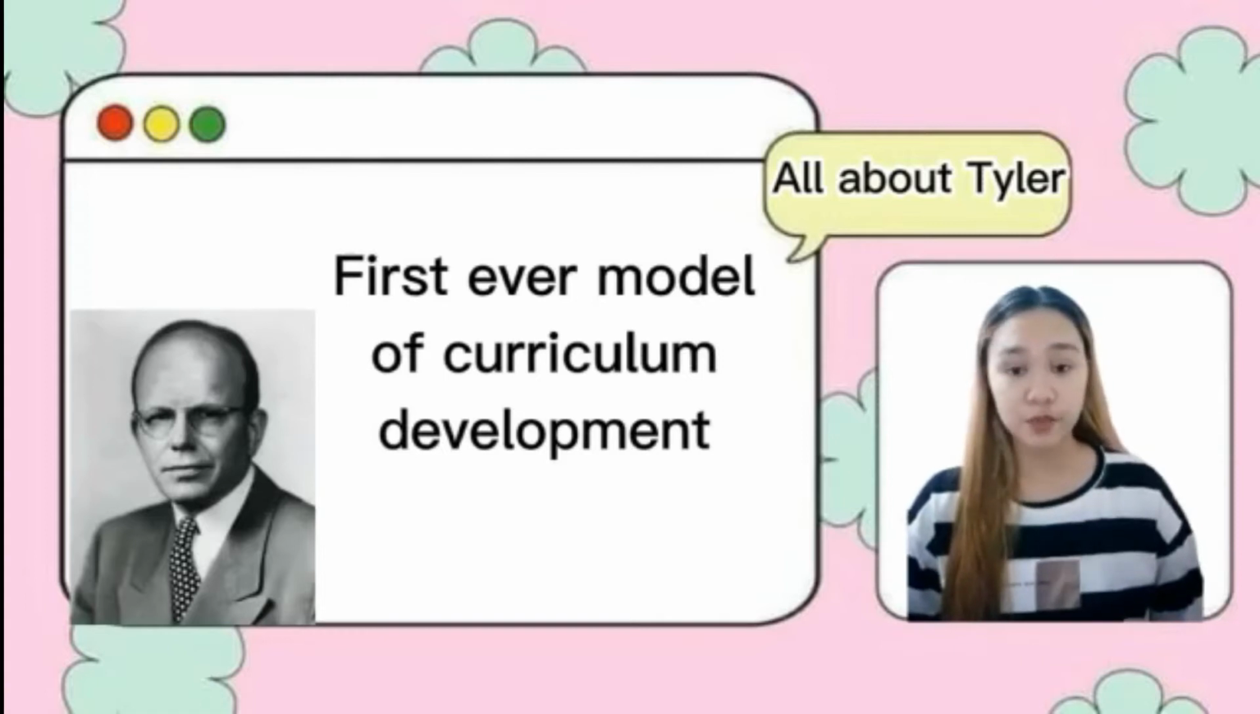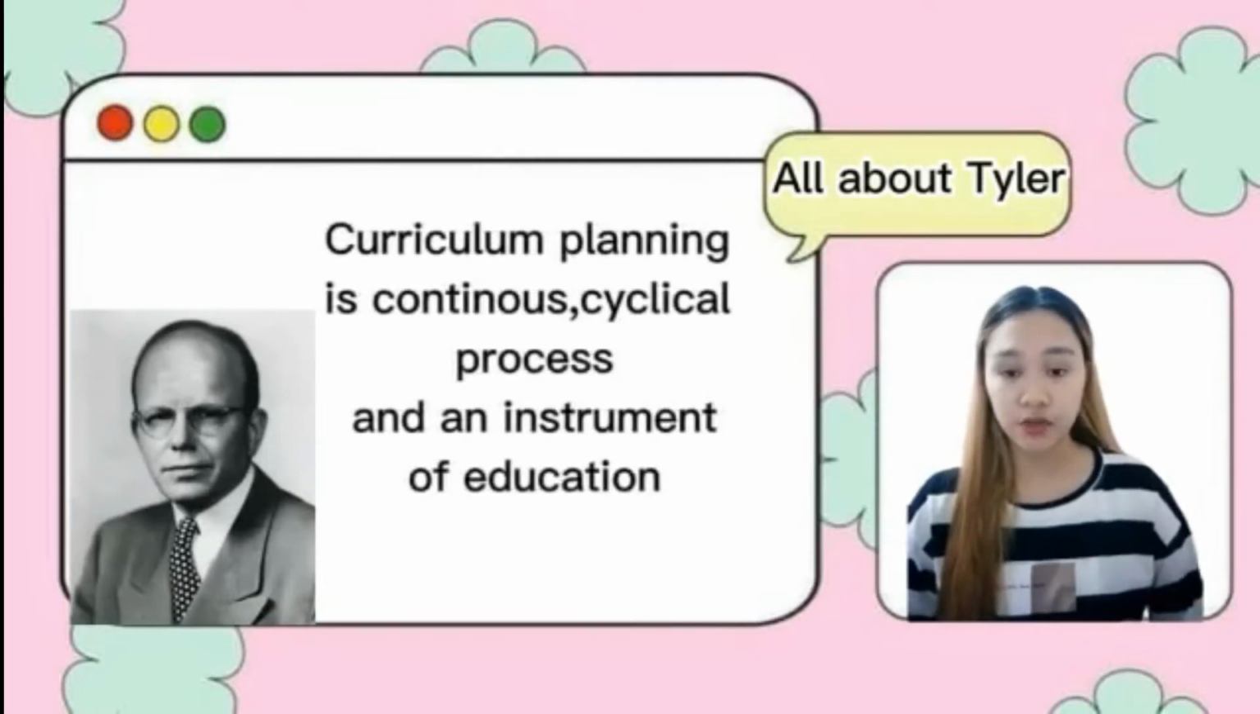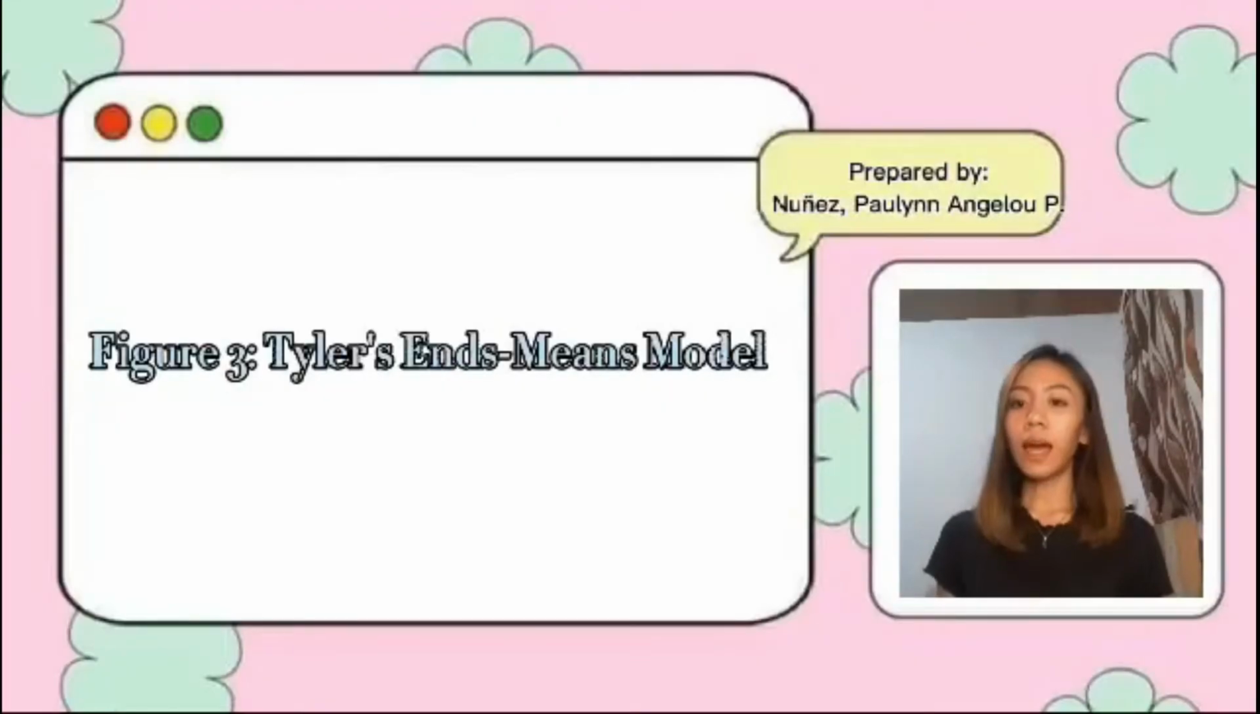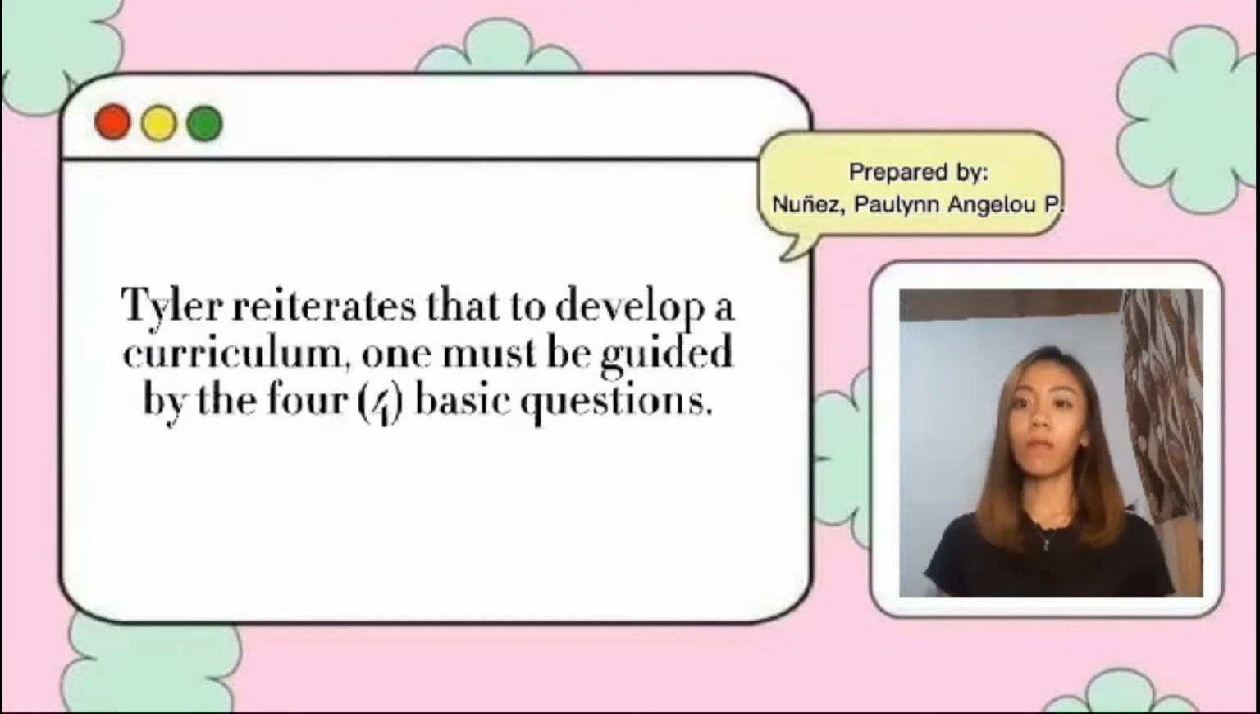He posits that the problem in education is that educational programs lack clearly defined purposes. Tyler also explains that curriculum planning is a continuous, cyclical process and an instrument of education. Figure 3. Tyler's ends-means model. Tyler reiterates that to develop a curriculum, one must be guided by the 4 basic questions.